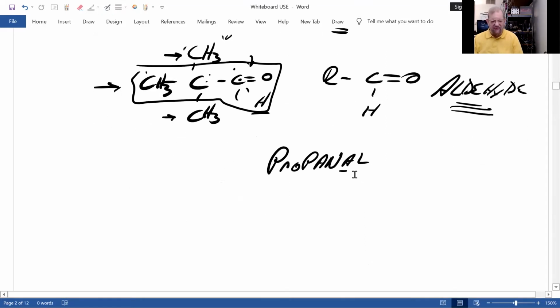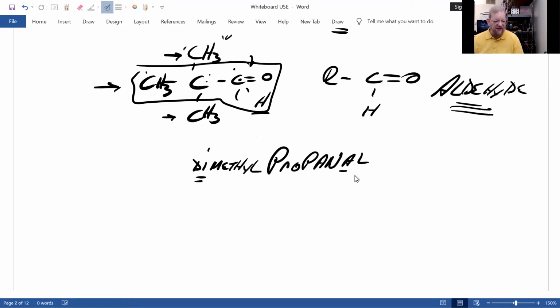2 methyl groups. And how do we say 2? Di, and it's methyl. And as soon as you see di in front of a substituent, like a methyl group, you need 2 numbers, even if they're on the same carbon. This is 1, this is carbon 2, so this would be 2,2-dimethyl propanal.